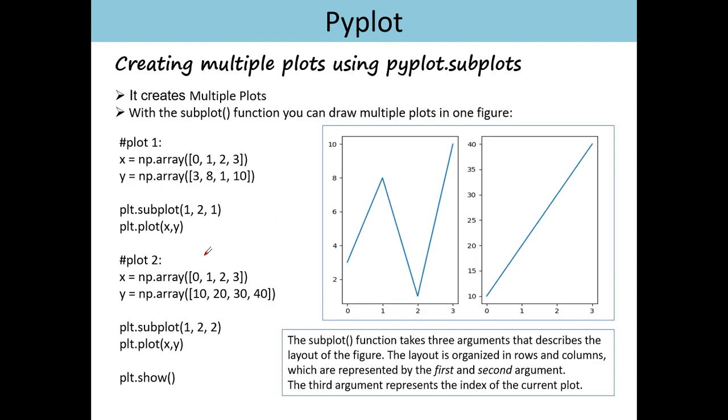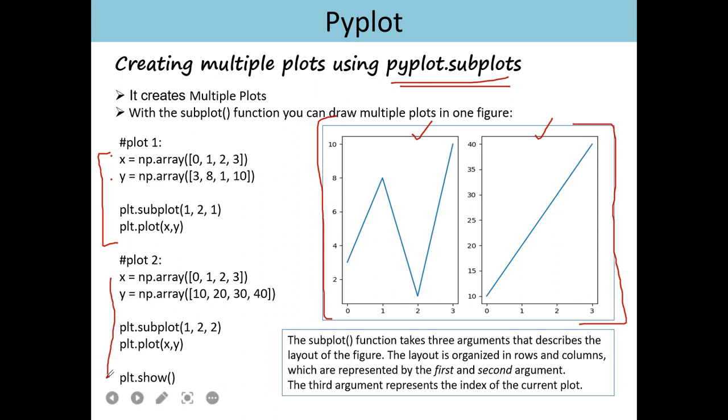Next, you have creating multiple plots using subplot. That is an important part. Subplot means, in a single plot, the total thing is a plot, and in a single plot you will have subplots. These are the subplots. See here, two arrays are there as usual. So this segment is plot one, and this segment is plot two.